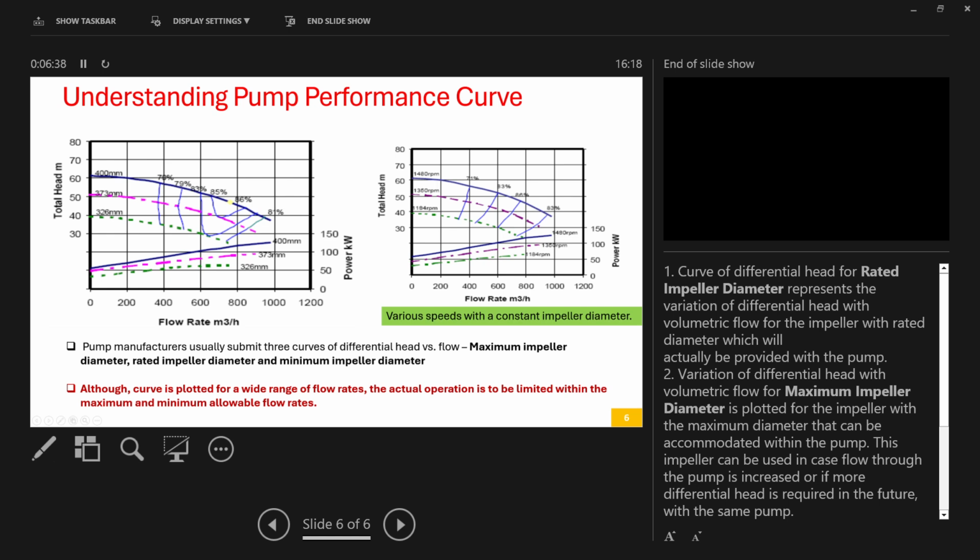So I think it is clear. If you go through these slides, I have explained each and every point, so your concept regarding the performance curve of a pump will be clear.